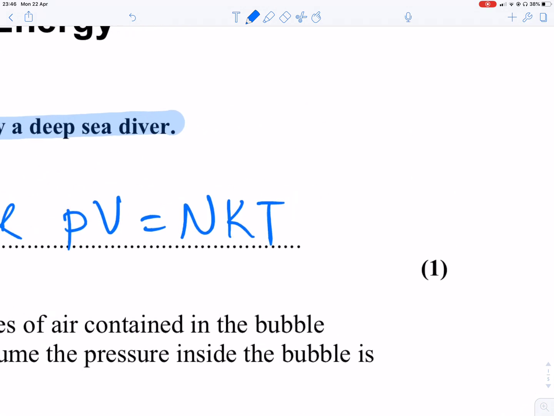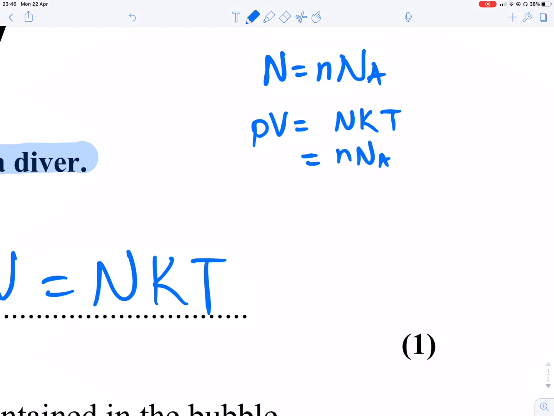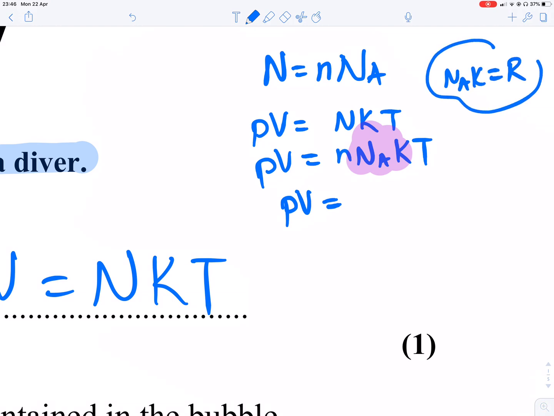NkT, where N is equal to the number of moles times Avogadro's number. So PV can be written as N_A n kT. But N_A times k is another constant, and it's R. So N_A times k equals R, and this becomes nRT.